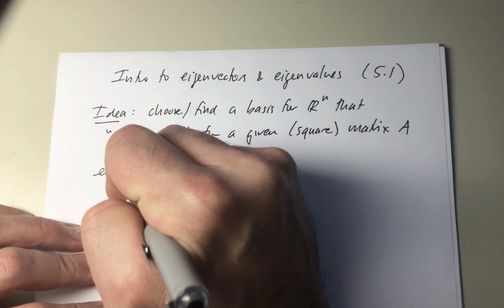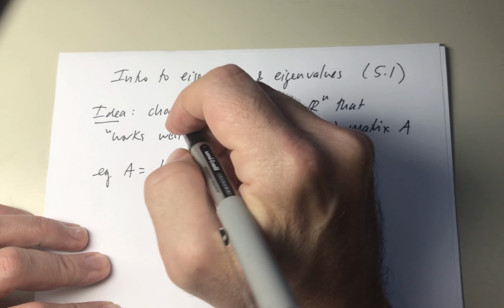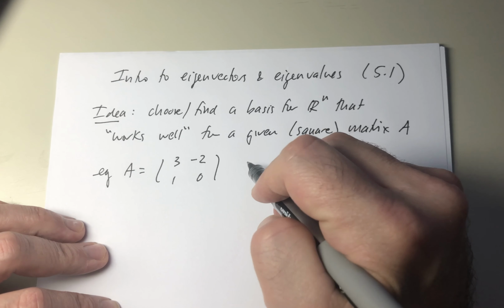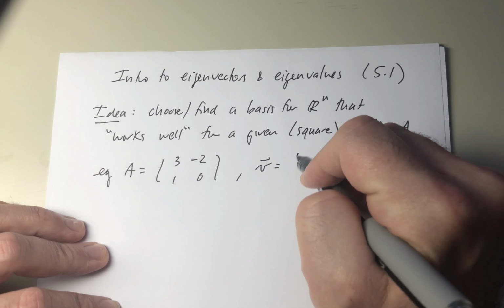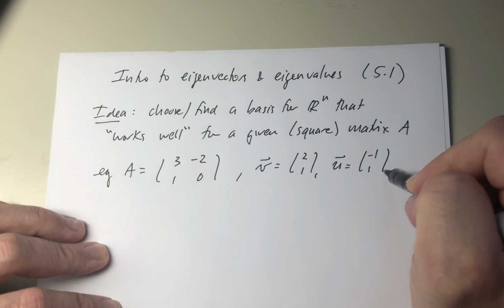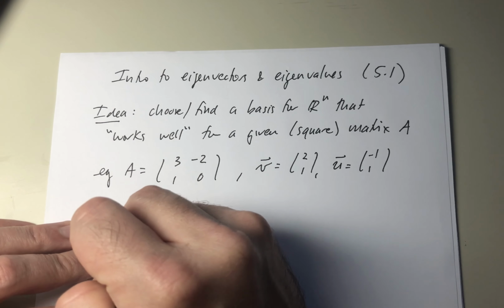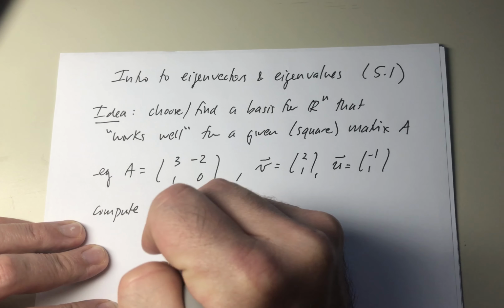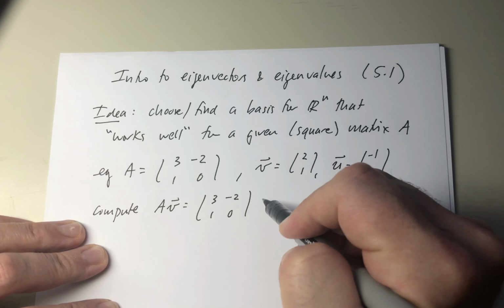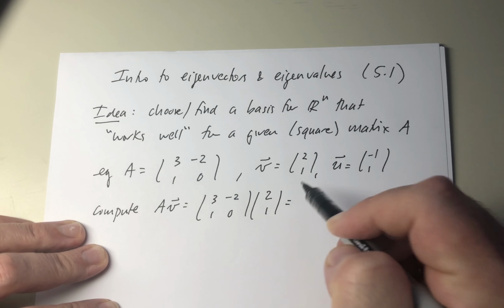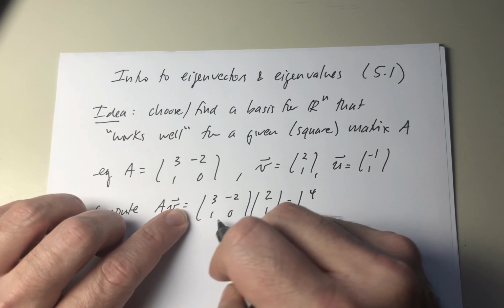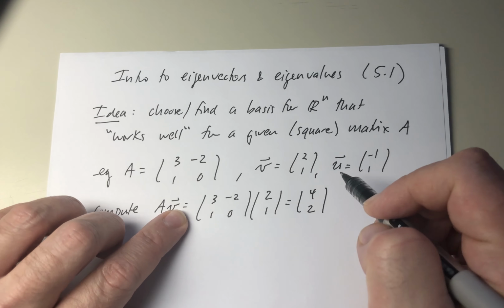So e.g., suppose A is the matrix 3, 1, minus 2, 0, a 2 by 2 matrix. And let's take the vector v, 2, 1. Let's take the vector u to be minus 1, 1. Let's compute A times v. It's a matrix times a vector, so we're going to get another 2 by 1 vector back. What do we get here? Well, this is 6 minus 2, it's 4, and then 2 minus 0 is 2.